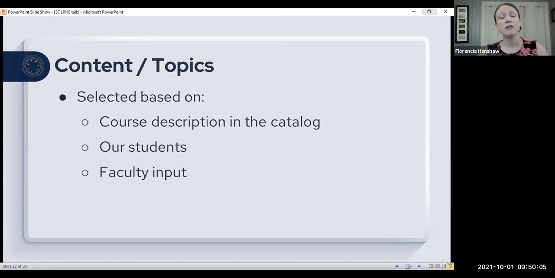And then I had to figure out what content, what topics we were going to be covering. And they were selected based on the course description in the catalog, because that's what students read and that's what students expect. Our students and their interest, to some extent, as best as I could, I took that into consideration. In faculty input, I did consult with other faculty members to see, what do you think this course should include, just to get some ideas.